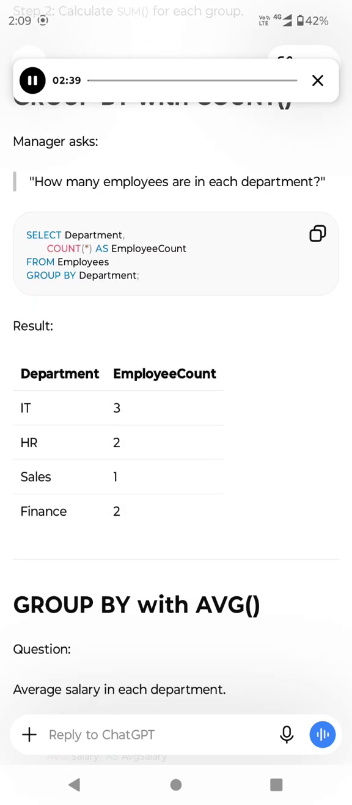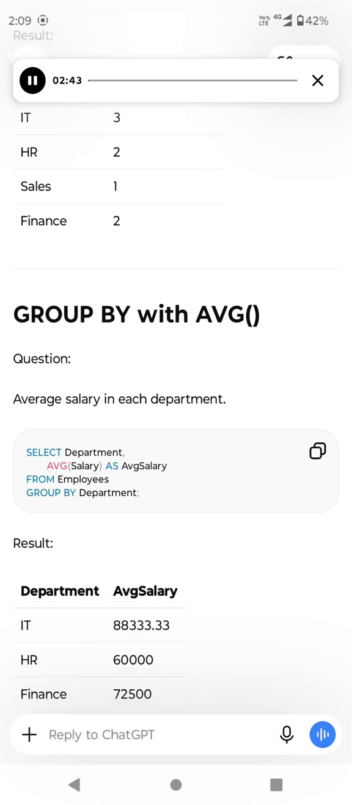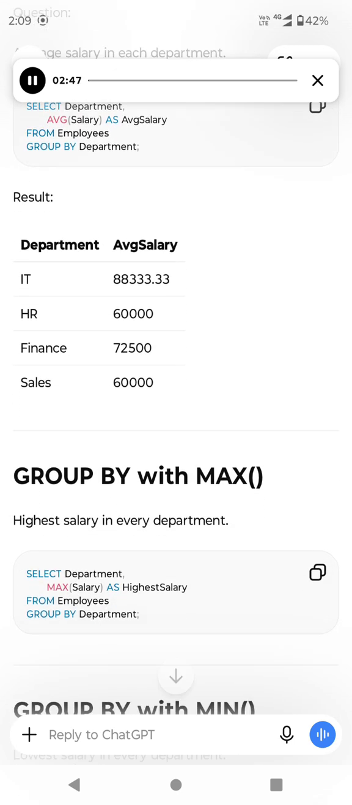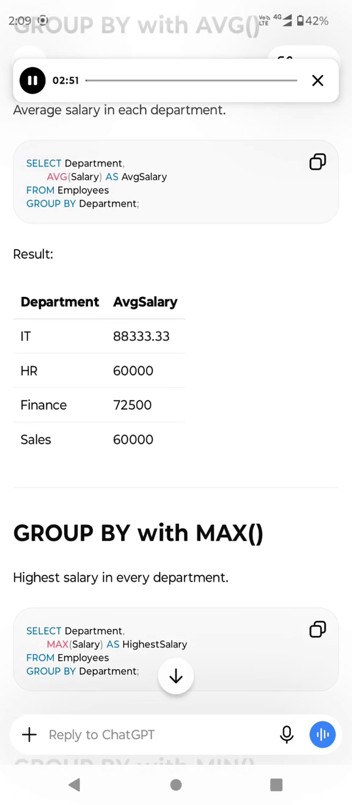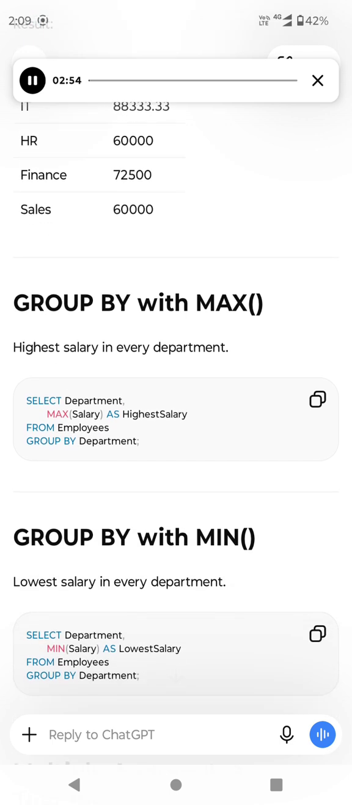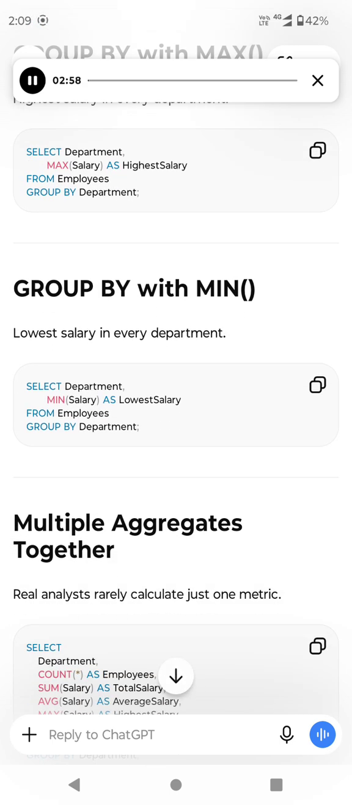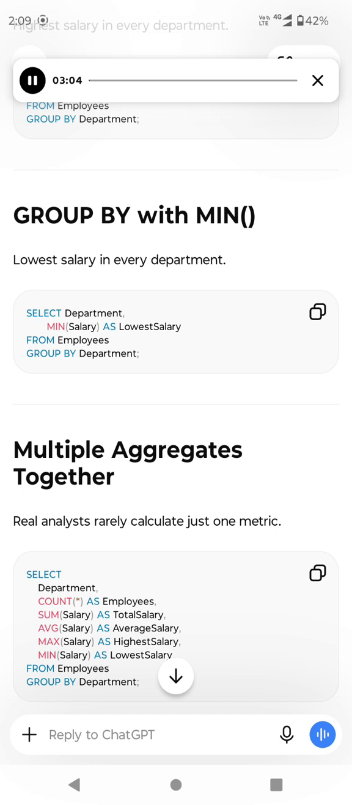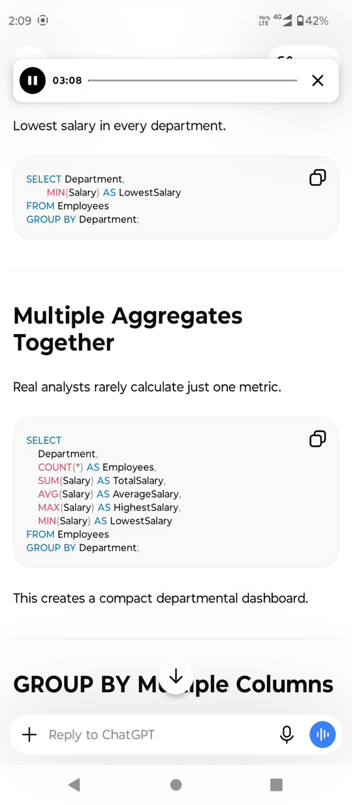GROUP BY with AVG. Question: average salary in each department. Result: department, average salary, IT, 88333.33, HR, 60,000, Finance, 72,500. GROUP BY with MAX: highest salary in every department. GROUP BY with MIN: lowest salary in every department.